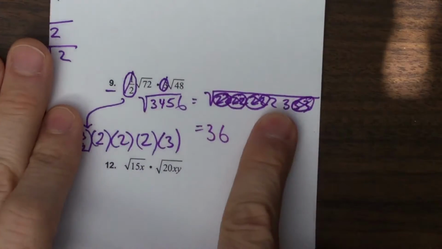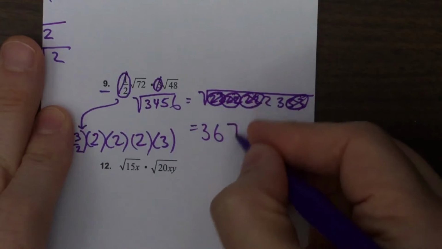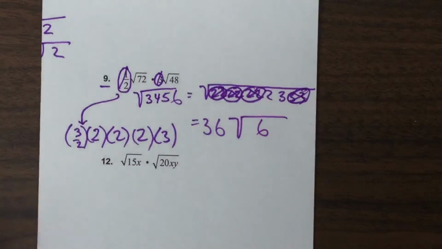What do I have on the inside? 2 times 3 is all I have left. That's going to be 6. So 36 square root of 6 is my final answer.